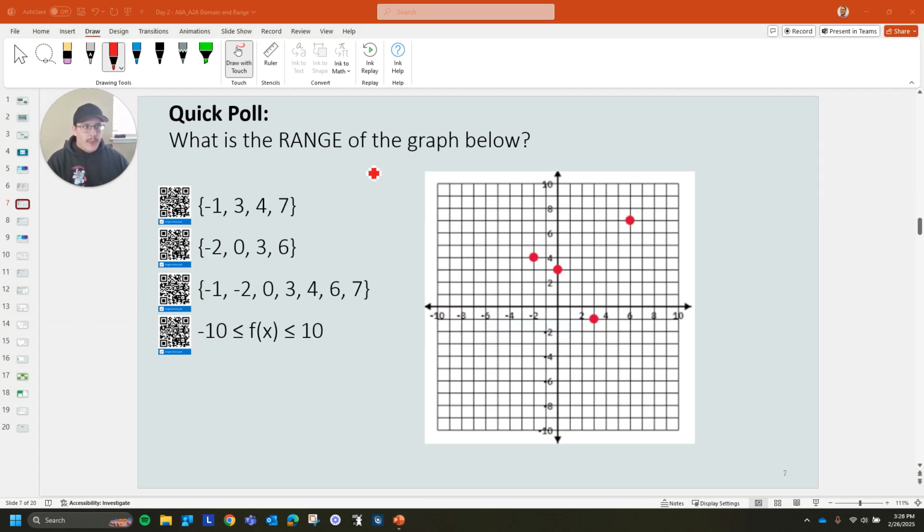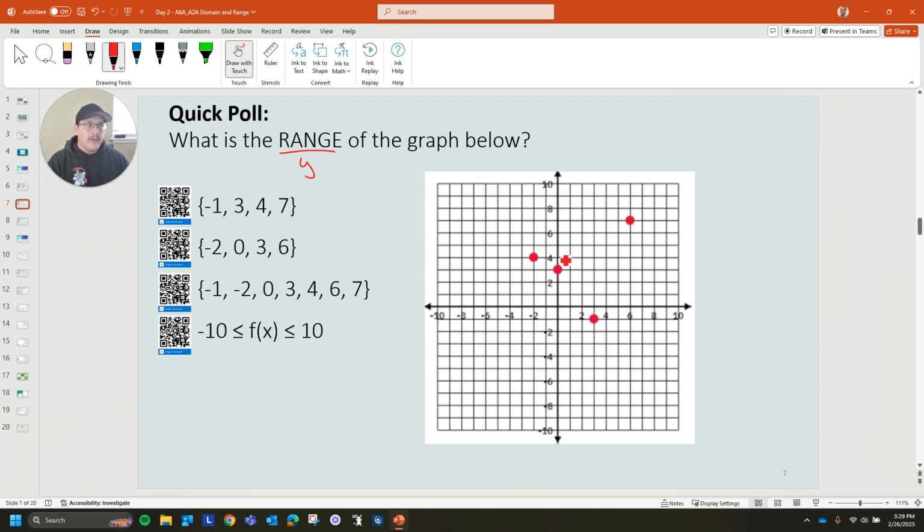Okay, another example. What is the range of the graph below? So, again, pause this video if you want to try this before I explain it, but otherwise I'm going to continue. Range, what does that deal with? Range, we already said, deals with y values. So, what are the y values on a graph? Well, I need to figure that out.